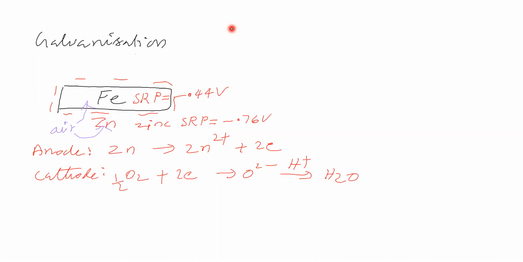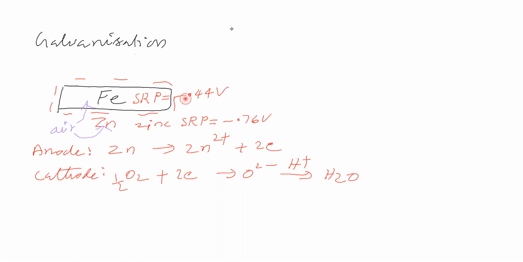So zinc undergoes anodic oxidation, giving Zn2 plus and 2 electrons. These 2 electrons are taken by the cathodic process, oxygen. So the anodic process and cathodic process both take place. In the anode, zinc undergoes preferential oxidation rather than iron. So even when scratching takes place, this iron will not undergo oxidation due to atmospheric air. Iron does not go for rusting.